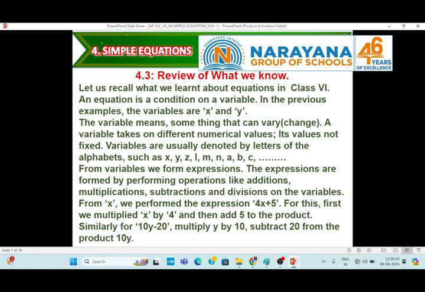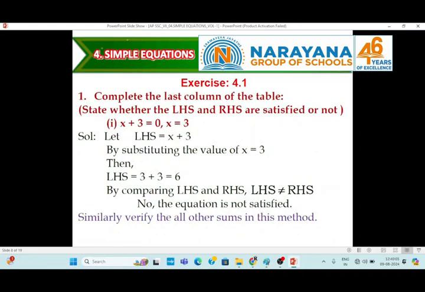So from the variable, we form expressions like 4x plus 5 and 10y minus 20. The expressions are formed by performing operations like addition, multiplication, fractions, and division on the variables. From x, we form the expression 4x plus 5. For this, first we multiply x by 4 and then add 5 to the product. Similarly, for 10y minus 20, multiply y by 10 and subtract 20 from the product.